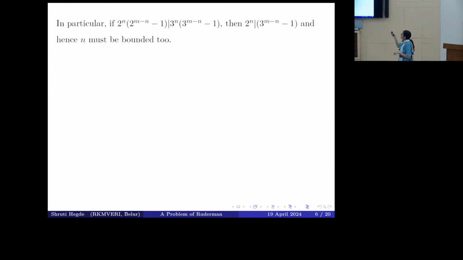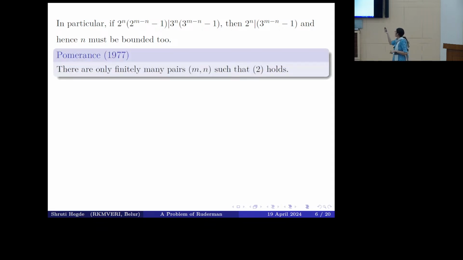Okay, suppose that 2^n times (2^(m minus n) minus 1) is dividing every a^n times (a^(m minus n) minus 1). Then it should happen in particular for a equal to 3. And if this is happening, then 2 does not divide 3^n, so 2^n has to divide the second factor, 3^(m minus n) minus 1. Right? And since m minus n is already bounded, we can also say that n is bounded. So both m and n are bounded. And this was observed by Carl Pomerance after Wheeler's theorem.